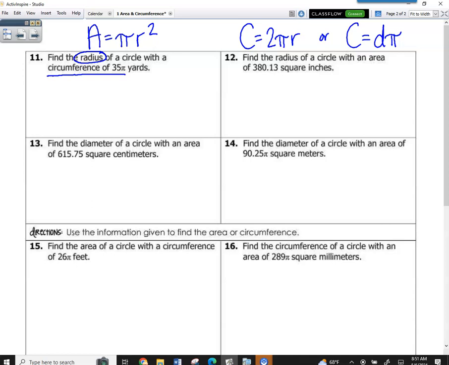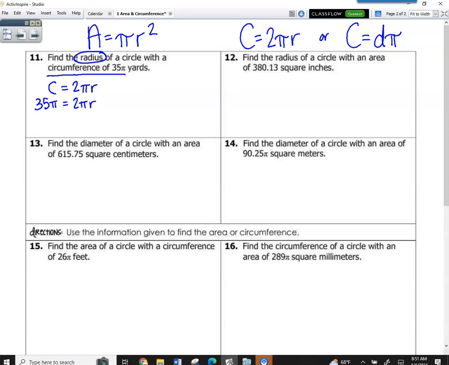I know the circumference is 35 pi, so that's the formula I'm going to start with. Which circumference formula should I use since it's asking for the radius? The first one, 2 pi r. So I'm going to write 2 pi r. I'm going to replace circumference with 35 pi. What looks different here? Do you notice that there's a pi on both sides? This is why we were learning in terms of pi on the front. 35 pi is in terms of pi, because I can see the pi symbol.